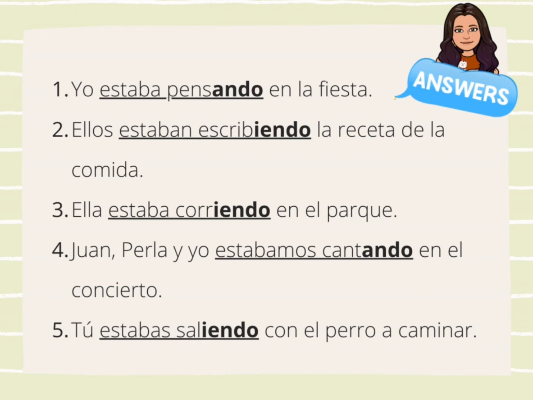Yo estaba pensando en la fiesta. Number 2. Ellos estaban escribiendo las recetas de la comida. Number 3. Ella estaba corriendo en el parque. Number 4. Juan, Perla y yo estábamos cantando en el concierto. And number 5. Tú estabas saliendo con el perro a caminar. How did you do?